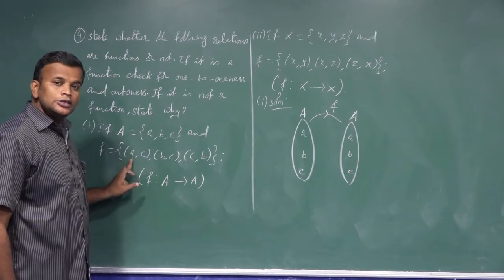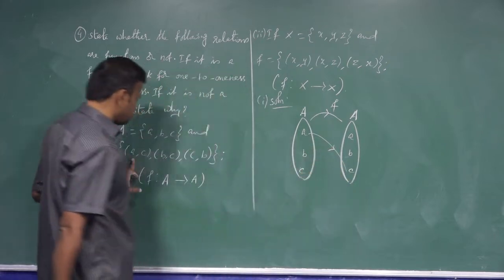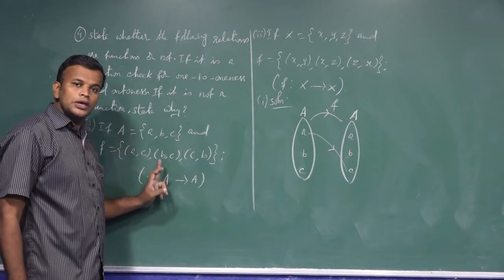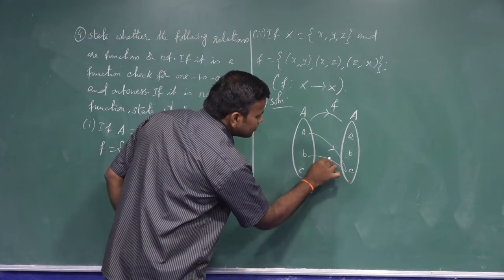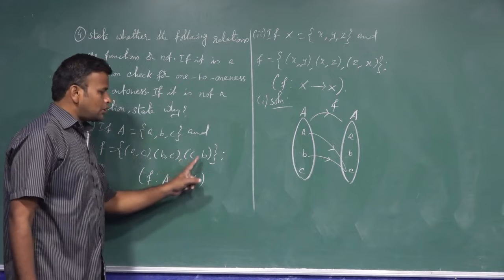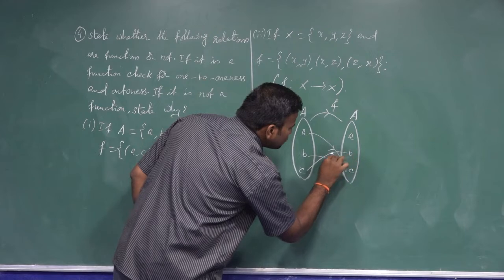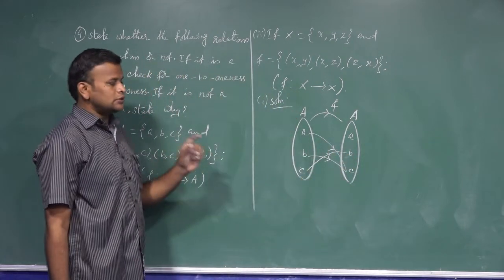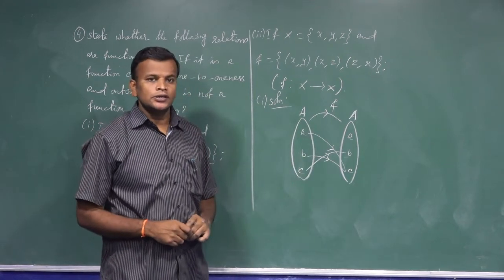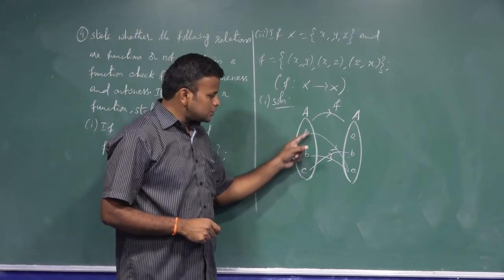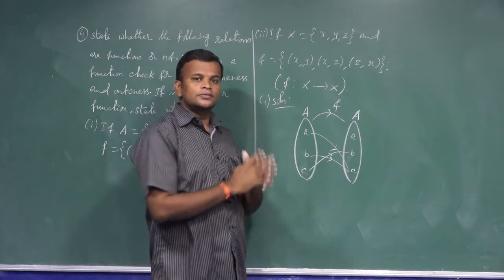(a, c): so a is mapped with c. So this a is mapped with c. (b, c): so b is mapped with c. So this b is also mapped with c. And (c, b): so c is mapped with b. So this c is mapped with b. What is our question? First of all, we check whether it is a function or not. Each and every element of the domain has an image, and it is a unique image. So we say it is a function.